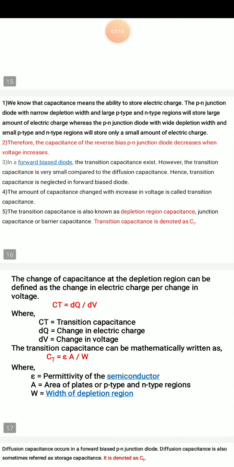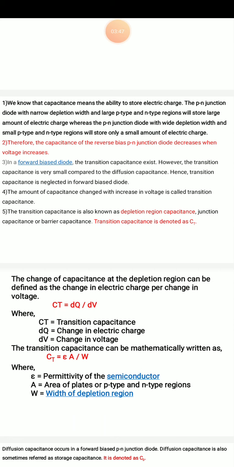Next, the amount of capacitance changed with increase in voltage is called transition capacitance. If they ask in a 2 mark question what transition capacitance is, it's nothing but the amount of capacitance changed with increase in voltage. If we increase the voltage, automatically the value of the capacitance will change. The transition capacitance is also known as the depletion region capacitance.